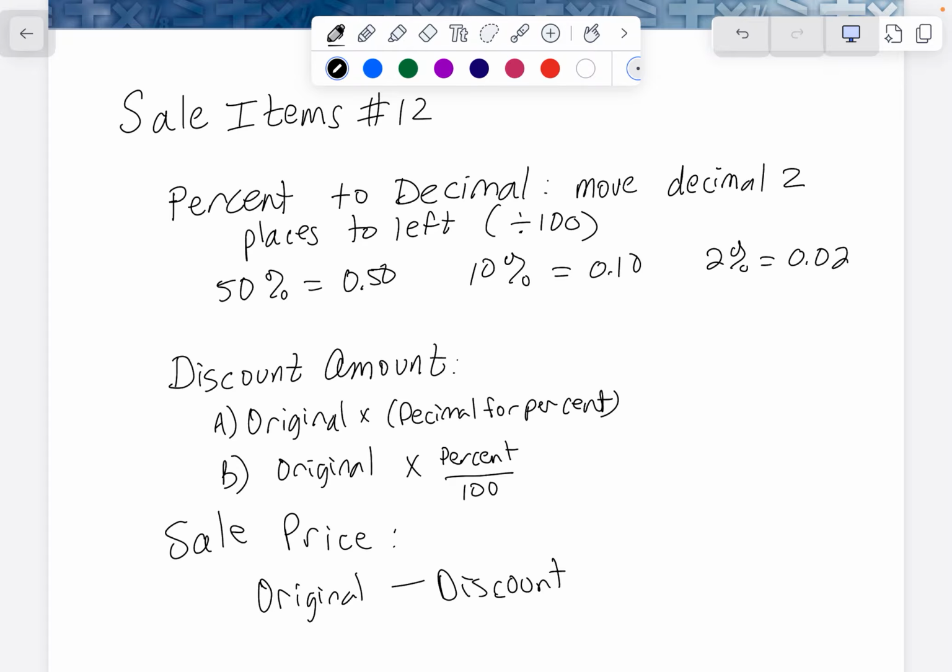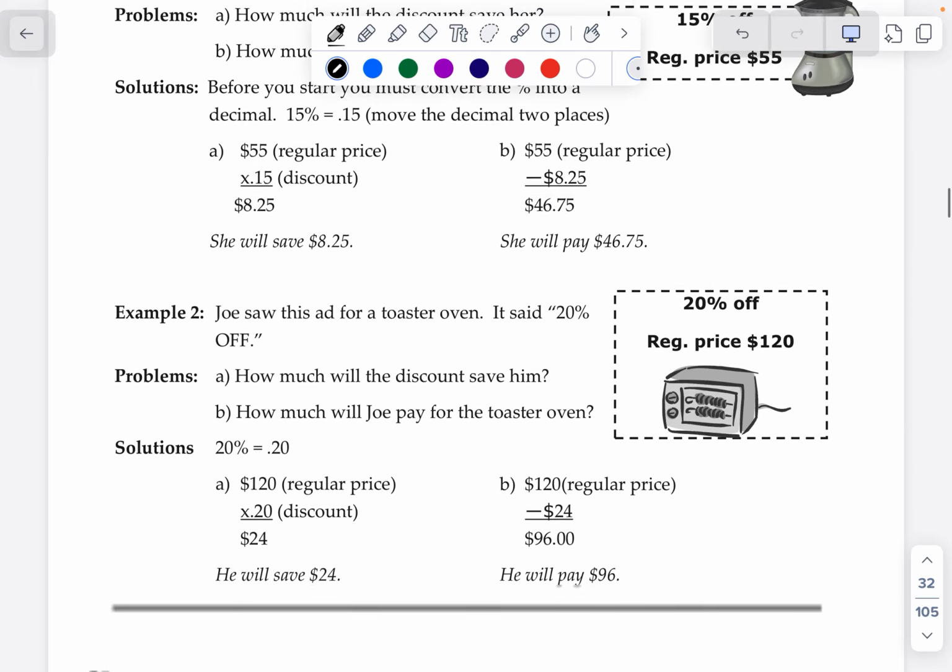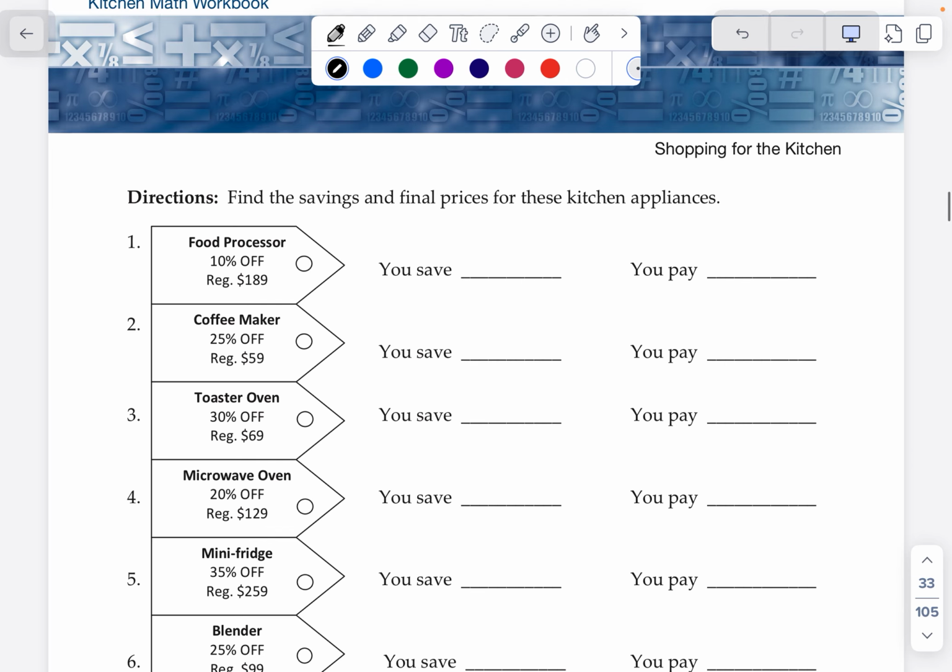So, everybody good with that? Okay, so now let's go down to our first example here, or first problem here. It says that we're buying a food processor that's 10% off. The regular price is $189. We're going to find how much you save and then how much you pay.